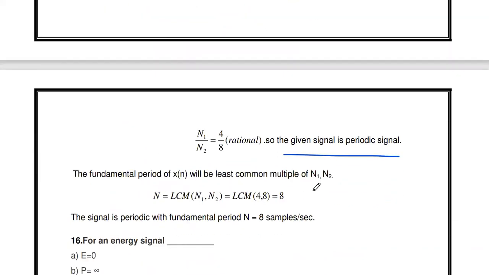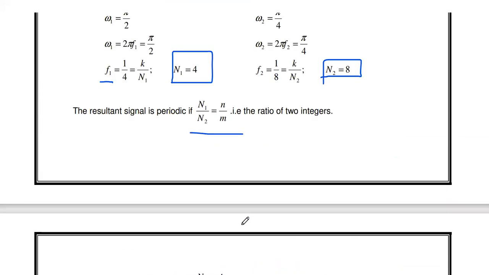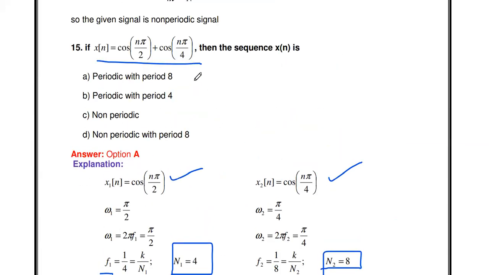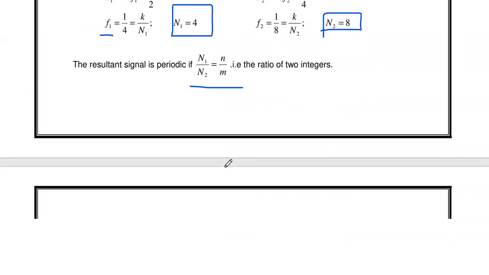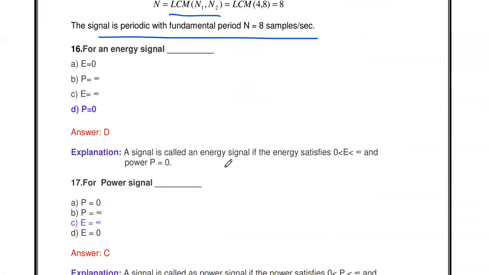So the fundamental period is given by the LCM of the n1 value comma n2 value. So LCM of 4 comma 8, the answer is 8. So the given signal is periodic with the fundamental period 8. So the answer is, you see, A: periodic with the period 8. So this is the way to solve this problem.